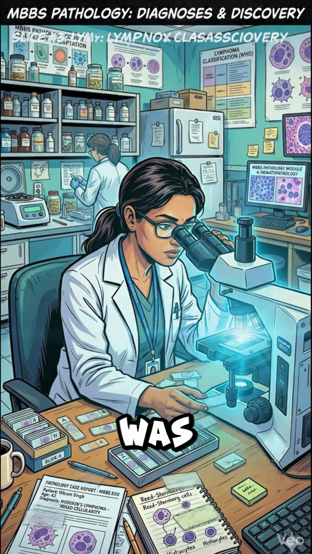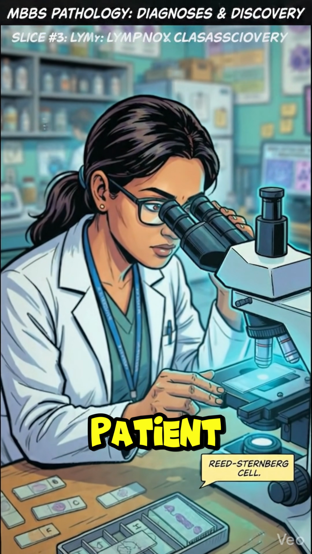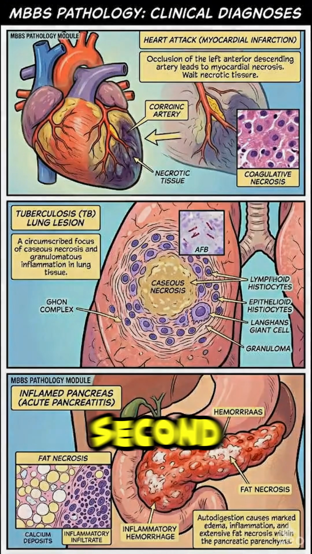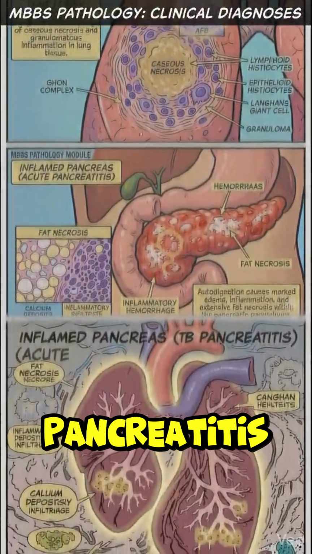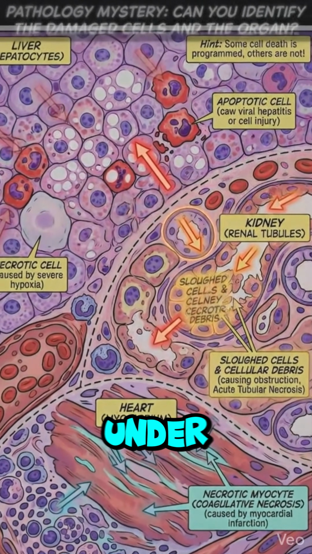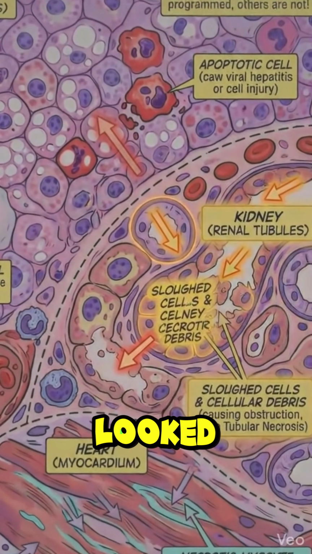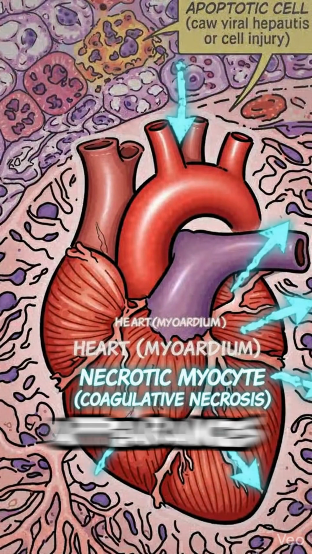A pathologist was examining tissue samples from 3 different patients. The first patient had suffered a heart attack. The second had tuberculosis. And the third had acute pancreatitis. Surprisingly, all 3 showed cell death. But under the microscope, the dead tissues looked completely different. Why would the same process produce such different appearances?